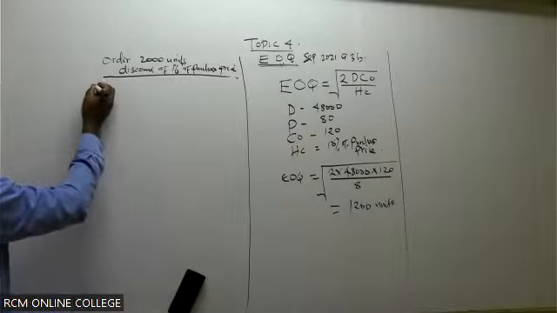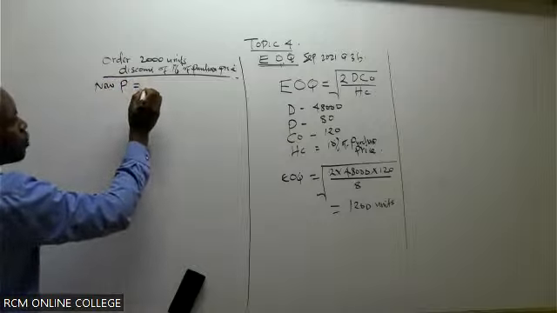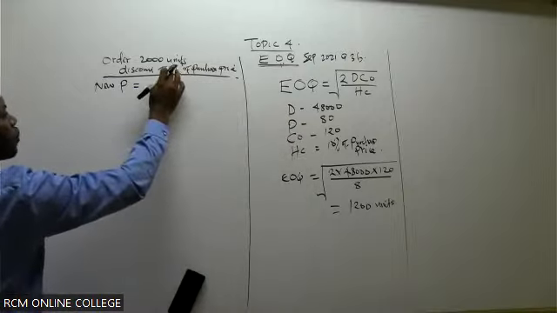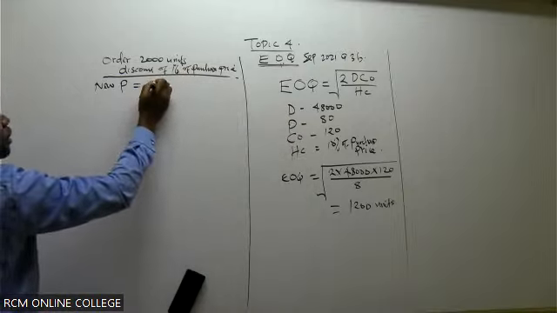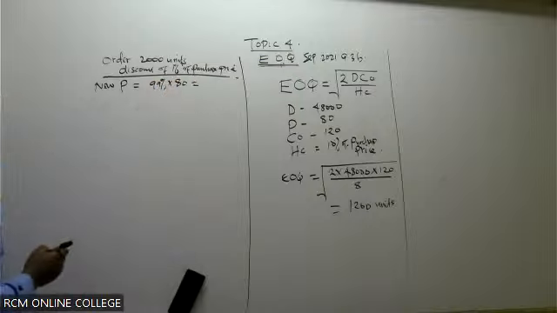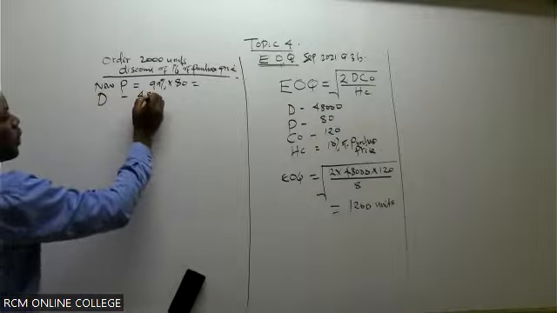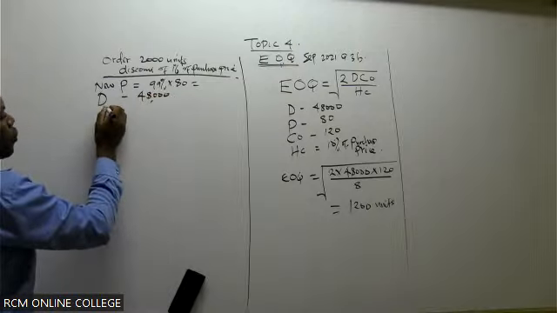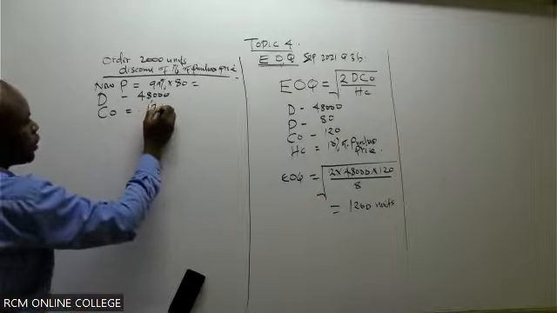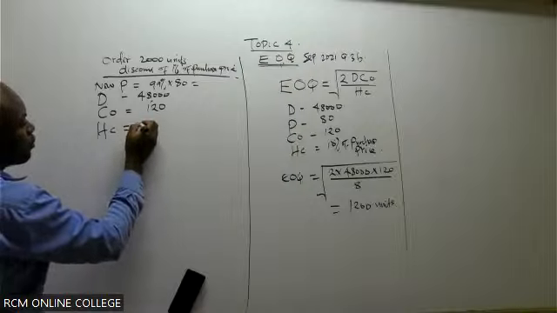So it means our new purchase price, our new P here, you are buying at the purchase price of 80, you are given a discount of 1%. So it means the new price will be 99% of 80. That is the new purchase price. Demand has not been affected. It is still 48,000. About ordering cost, it has not changed. It is still 120. About holding cost, it is now changing because it is pegged on the purchase price.